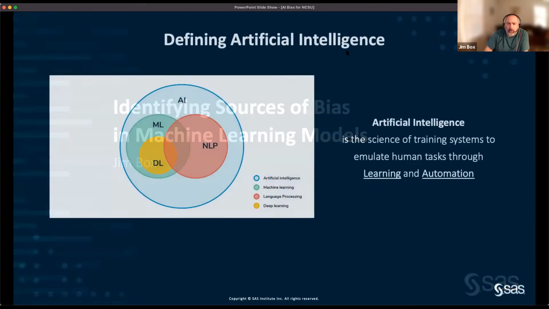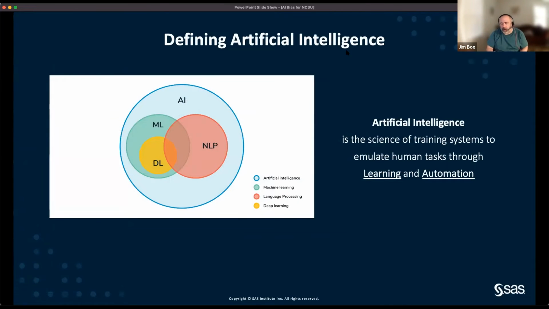To get started, I want to define a couple of terms because depending on who you're talking to, sometimes you hear AI and machine learning sort of referred to interchangeably. So I just want to focus on what we're talking about. From my perspective, artificial intelligence is this idea of the science of training systems to emulate human tasks through learning and automation. And there's a lot of different ways that artificial intelligence can kick in.